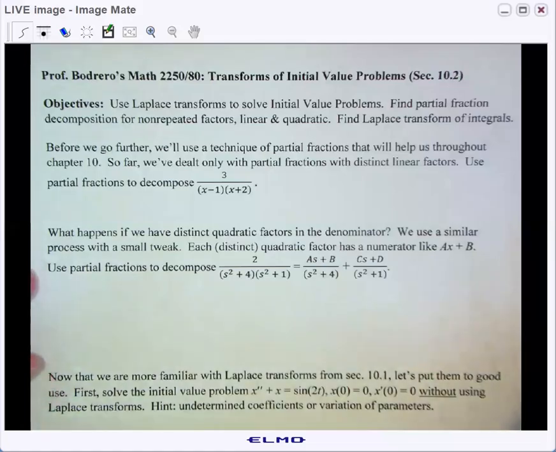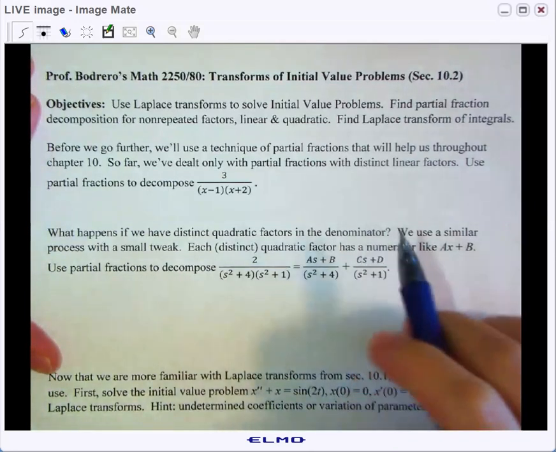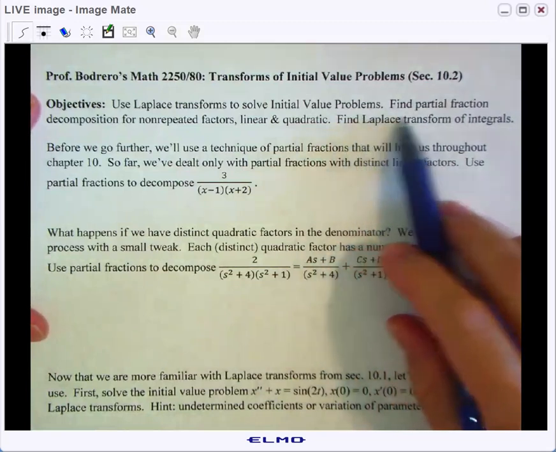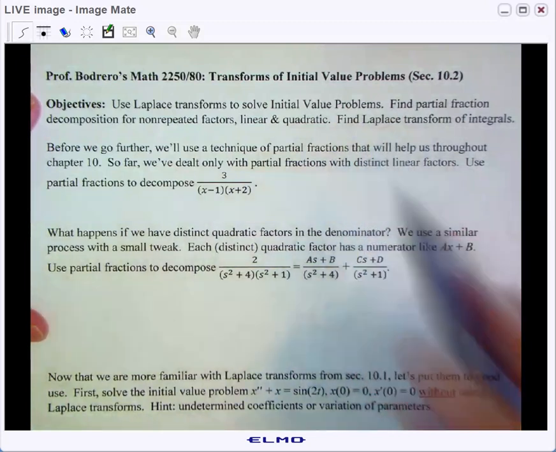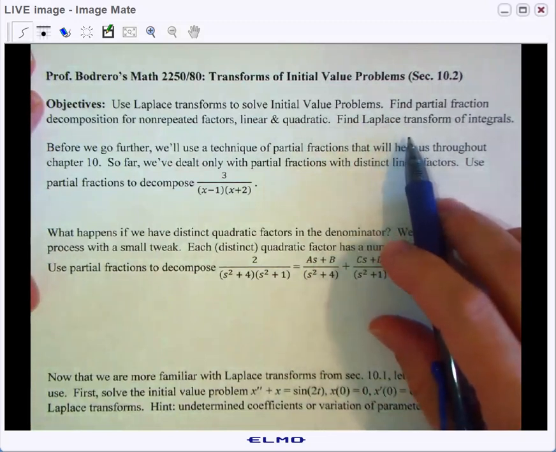Now that we've introduced Laplace transforms, let's go ahead and put those Laplace transforms to good use and connect them to differential equations by solving some initial value problems. We're going to need to review some partial fraction decomposition, but then we'll use those to solve some differential equations.